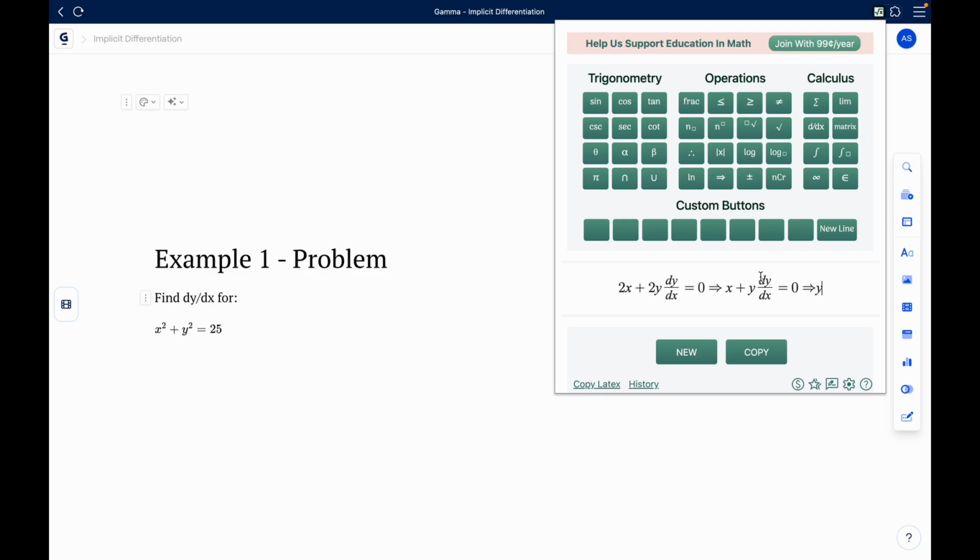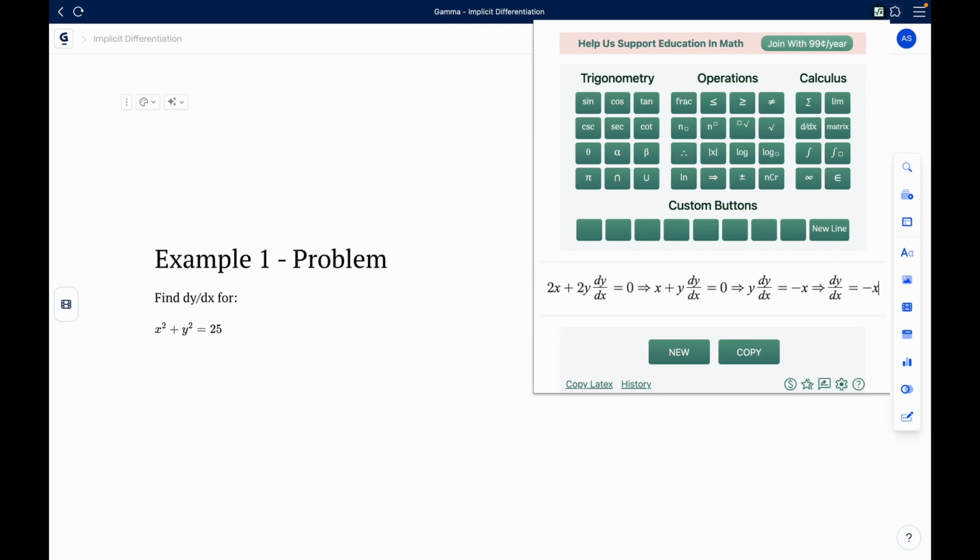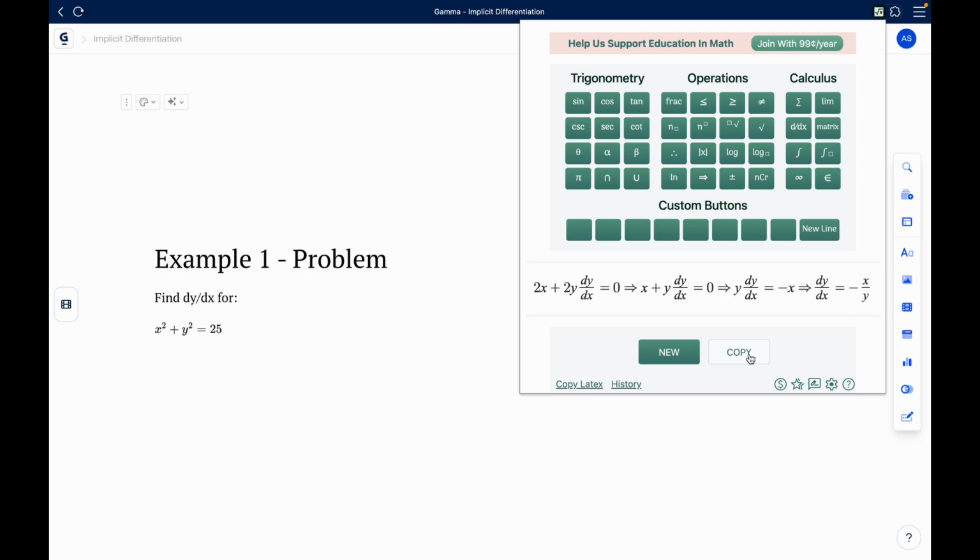we get y times dy by dx. Then, after that, we have dy by dx is equal to negative x. Now, since we have dy by dx on one side, we can factor it out, which is pretty much already factored out since there's only one term with dy by dx, and divide both sides by y to find that dy by dx is equal to negative x divided by y.